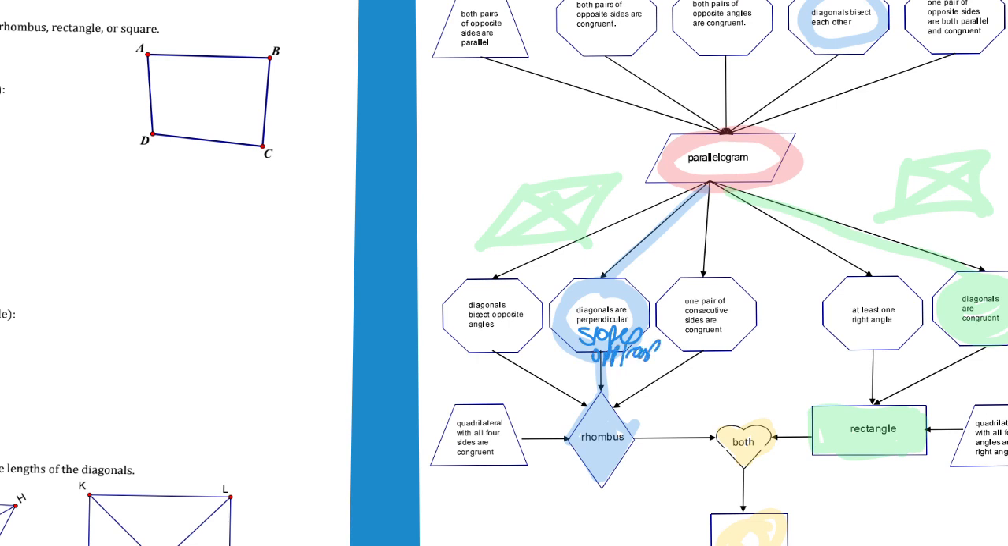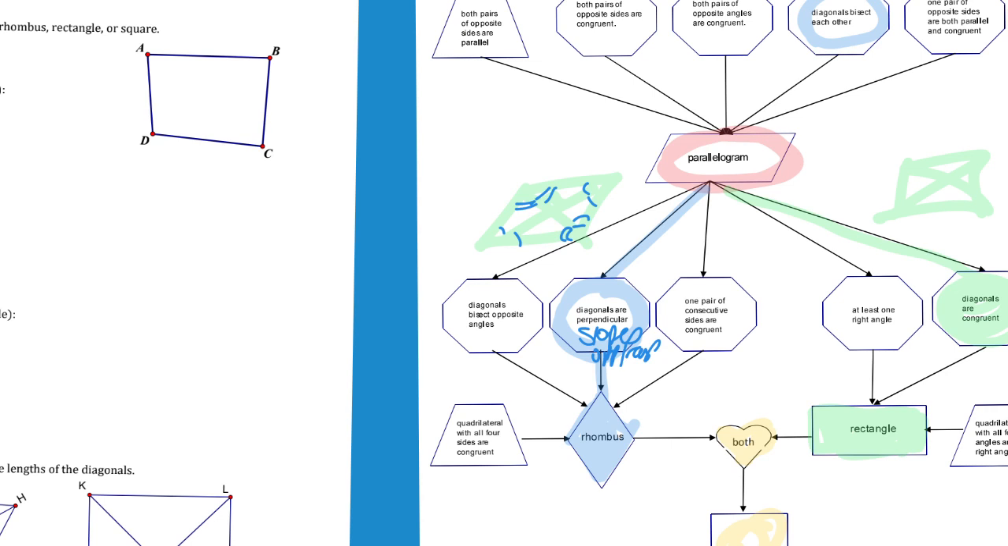You know the diagonals bisect opposite angles. Remember, these two angles are congruent, and so are these two. And then the top ones each match each other, and the bottom ones each match each other as well. And then one pair of consecutive sides are congruent. Again, you could use a distance formula and show that two consecutive sides are congruent.